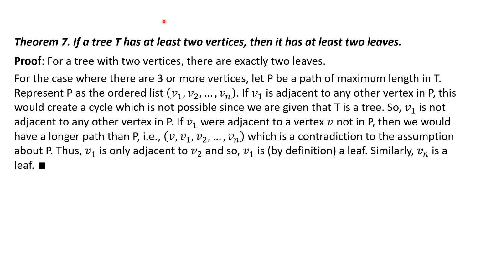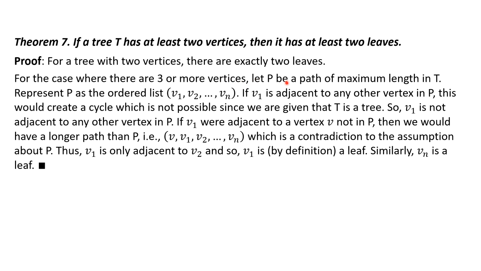If a tree has at least two vertices, then it has at least two leaves. Of course, the tree with a single vertex has just that one vertex as a leaf, so we leave that out of the theorem. But if you have a tree with two vertices and there's just the one edge between them, both of the vertices are leaves, so that's this first case here. The more interesting case is when you have three or more vertices.